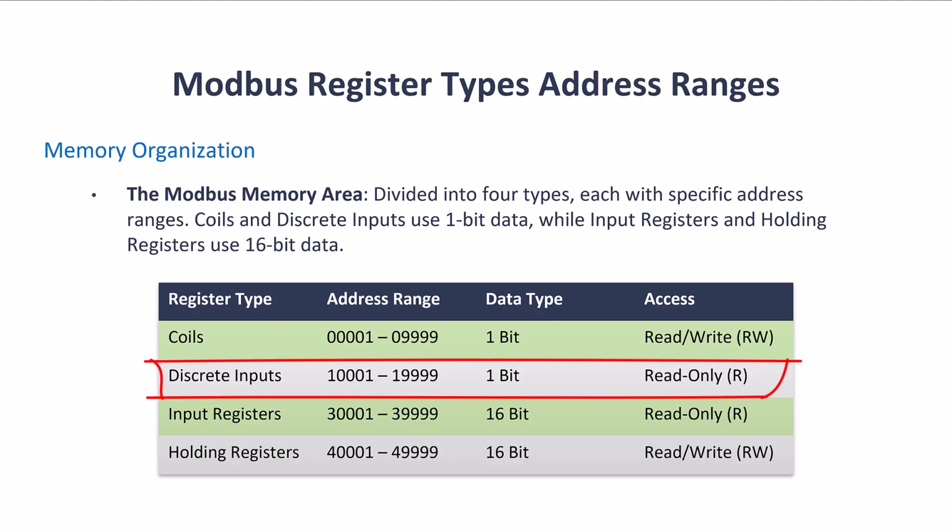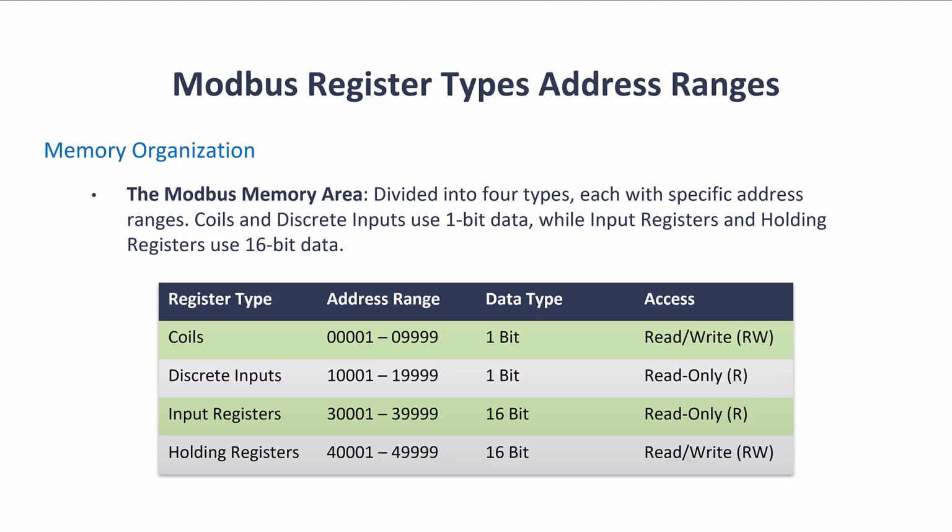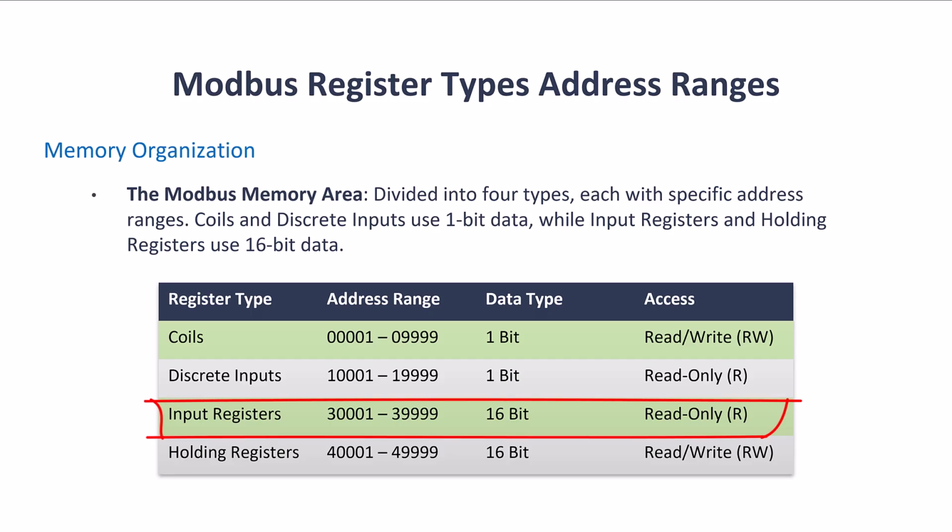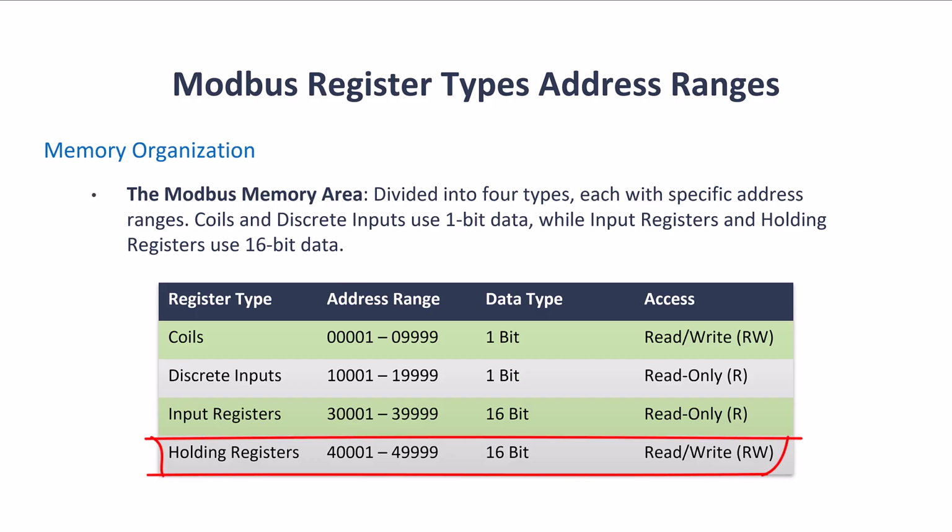Discrete inputs begin at 10,001 and continue through the 19,000s. These are read-only and represent digital input states. Input registers fall within the 30,000 range. They're 16-bit read-only values commonly used for sensor data, and holding registers span the 40,000s. Also 16-bit, but they can be both read and written by the master.